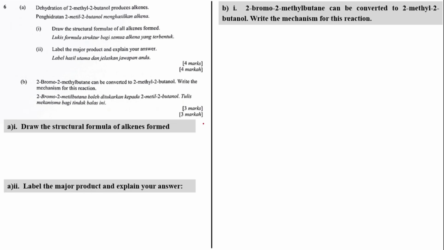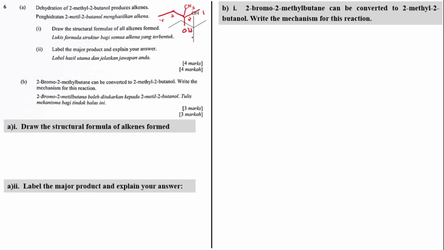Now for question number 6, we're going to do the dehydration of 2-methyl-2-butanol that can produce alkene. So for question A1, we need to draw the structural formula of all the alkenes formed, and we need to label the major product and explain the answer. So the 2-methyl-2-butanol will have a formula of 1, 2, 3, and 4 carbons. So the 2-butanol will have OH here, carbon number 1, carbon number 2, carbon number 3, carbon number 4. And then at carbon number 2, it's going to have a methyl group, so it's going to become CH3 here. So you can have the structure to be like this.